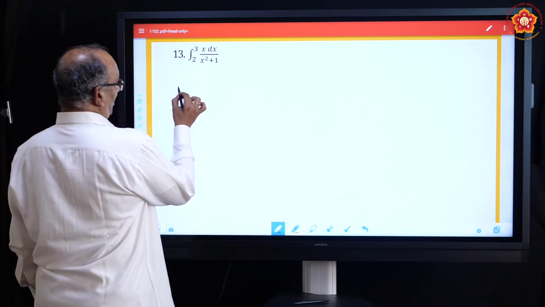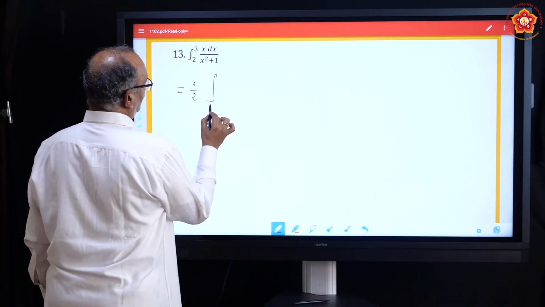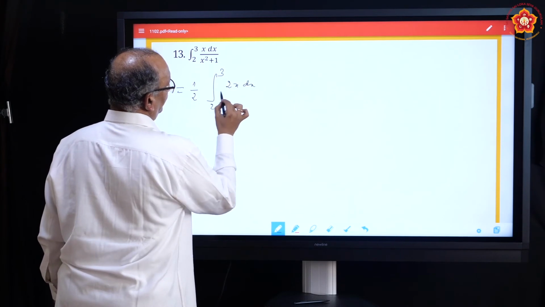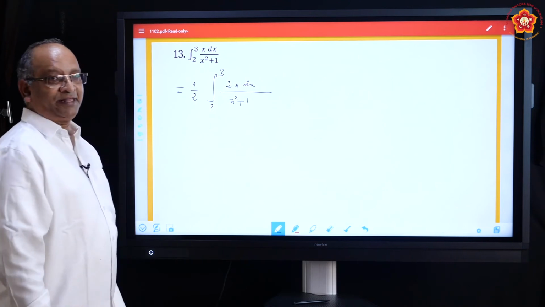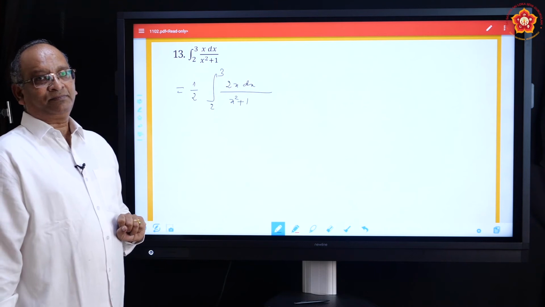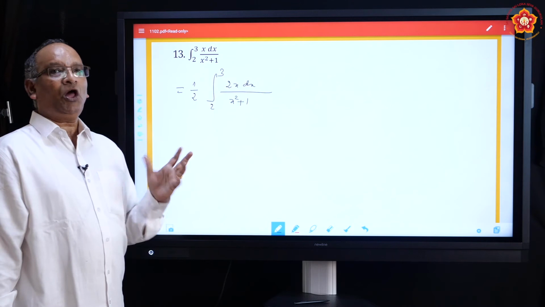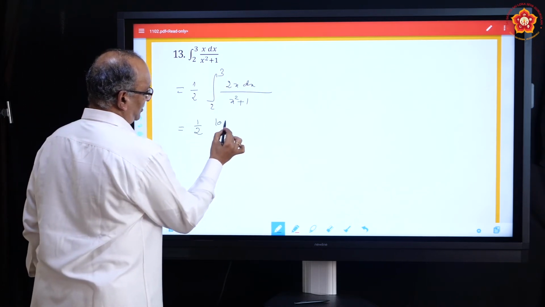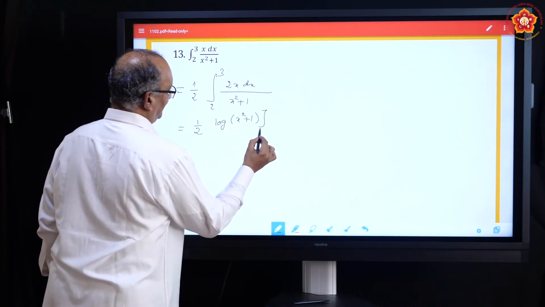What we have is only x dx. So in order to solve the problem, we write 1 by 2 into 2x dx upon x square plus 1. What is the advantage? The moment you take this as t, this becomes dt. So dt by t, what is the integral? Dt by t is log t. So 1 by 2 log x square plus 1. And the limits are 2 to 3.